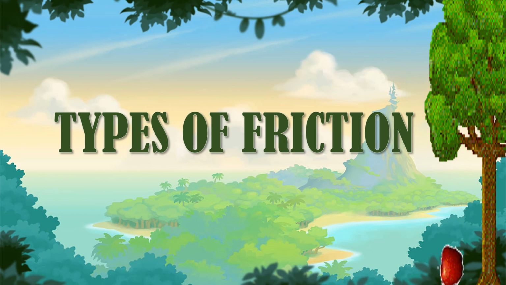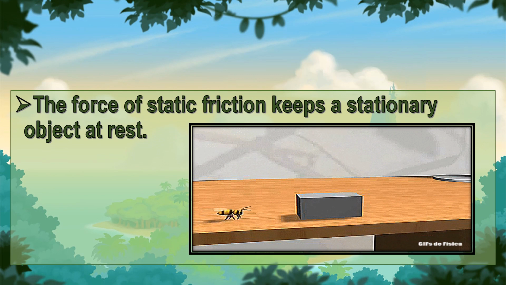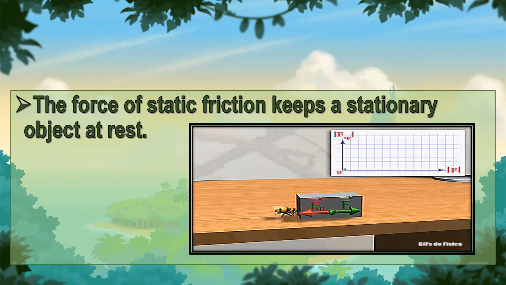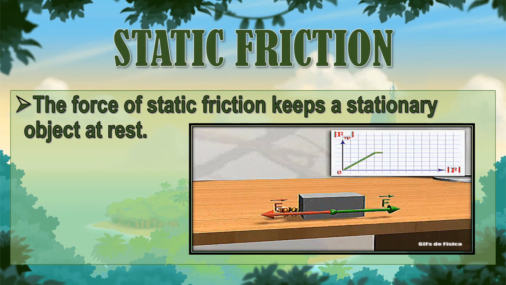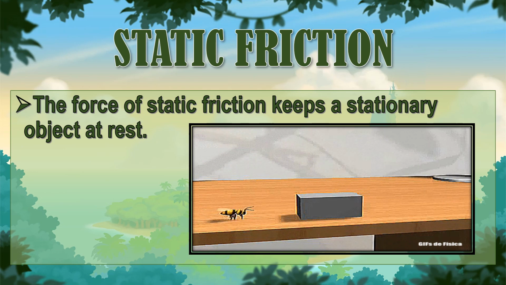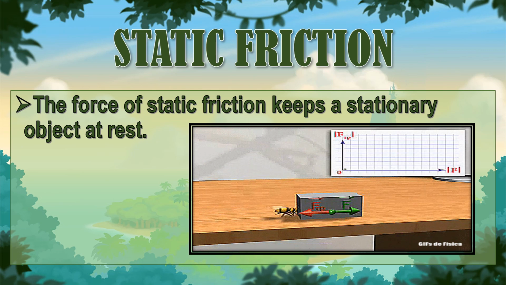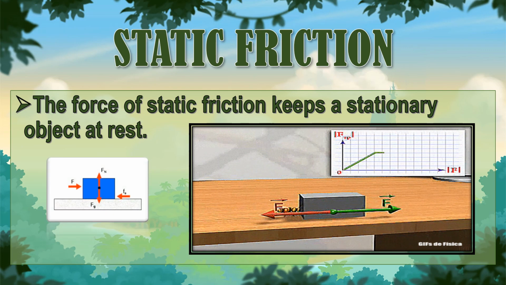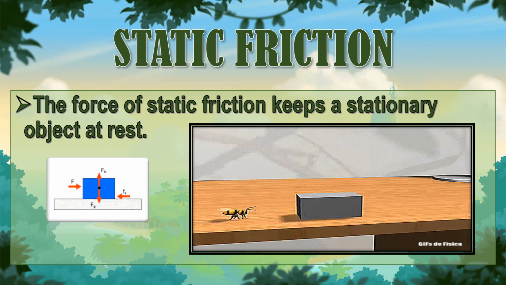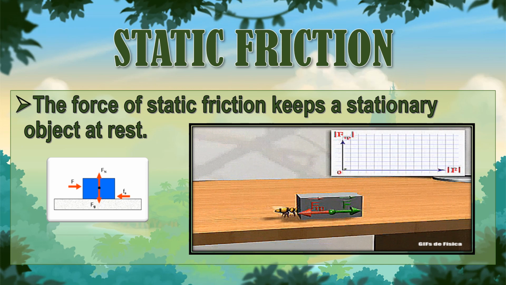Next, we have the types of friction. Now, when we say friction, it is a force that acts opposed to the relative motion of two surfaces. First, we have the static friction. The force of static friction keeps a stationary object at rest. Therefore, to initiate the motion of the box, the beam must overcome the force of static friction.